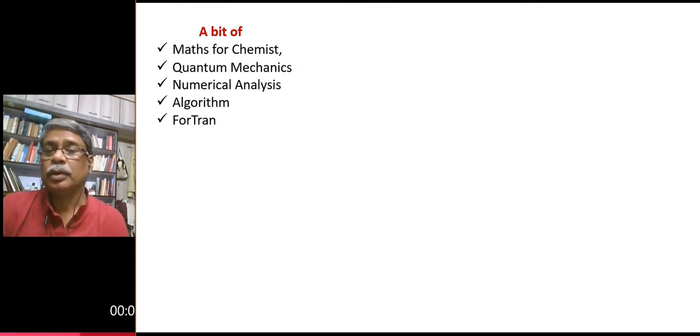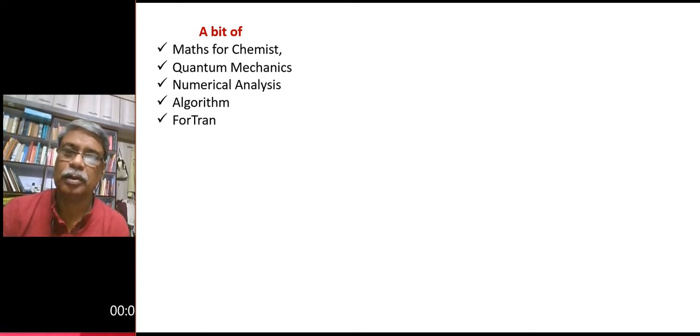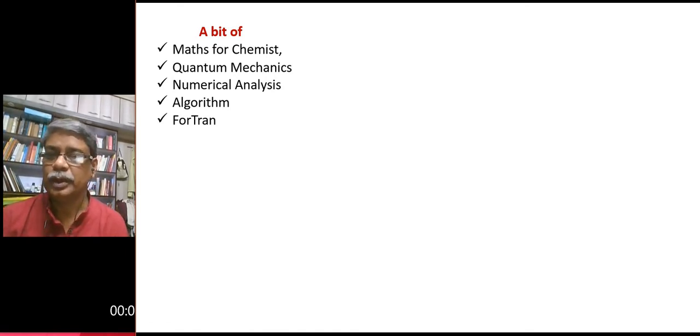And as you know, this Numerov method consists of a number of components as part of the method. First of all, it starts with a little bit of maths for chemists. Then you have to have a little bit of quantum mechanics, all the preliminary parts of course, and then it requires numerical analysis, mainly Taylor series, and then the algorithm part because we are using the Fortran language. So finally the language and its syntax and its program itself.